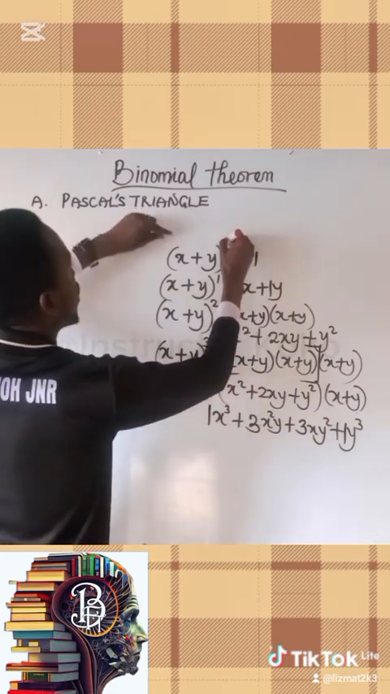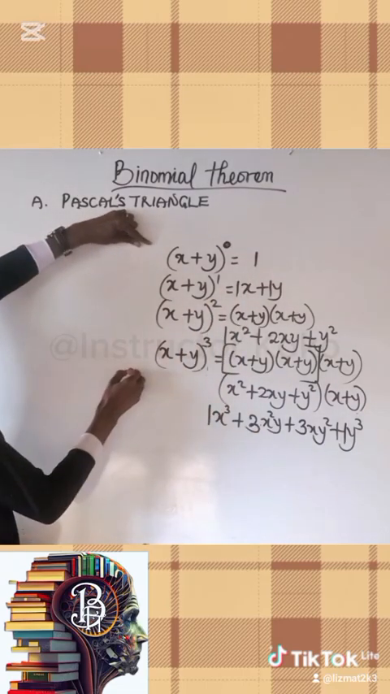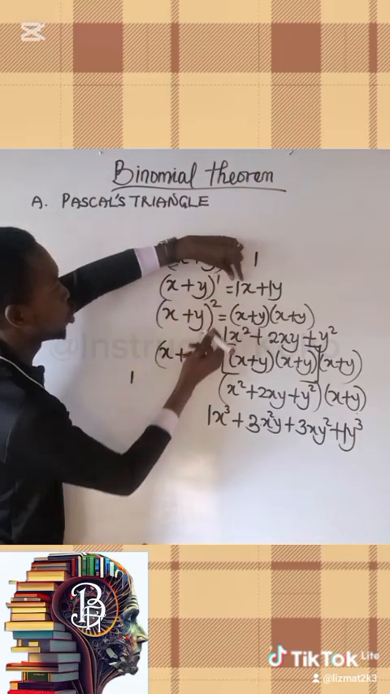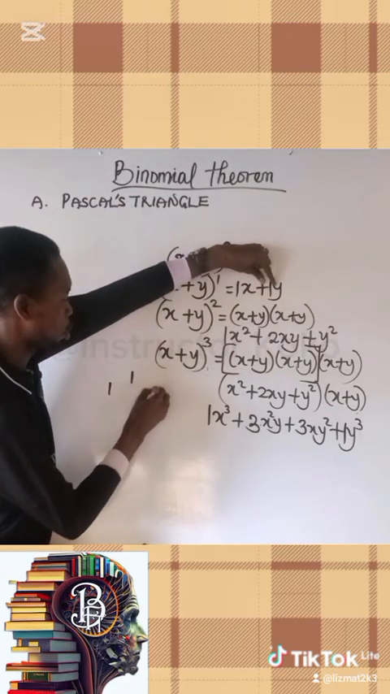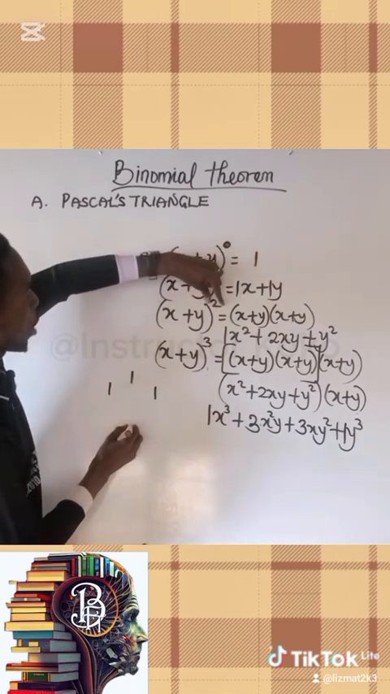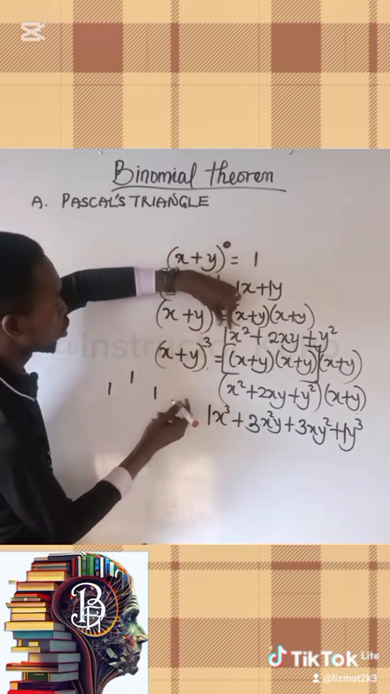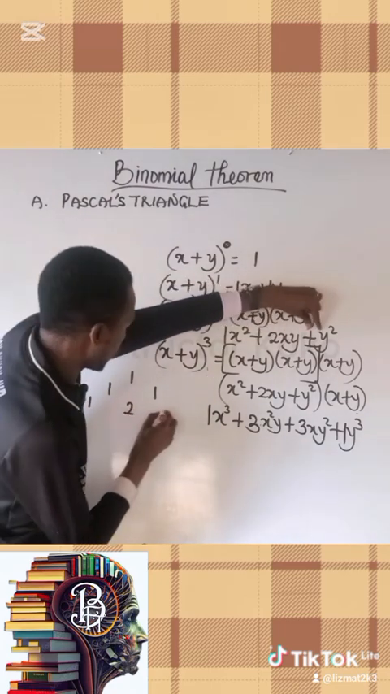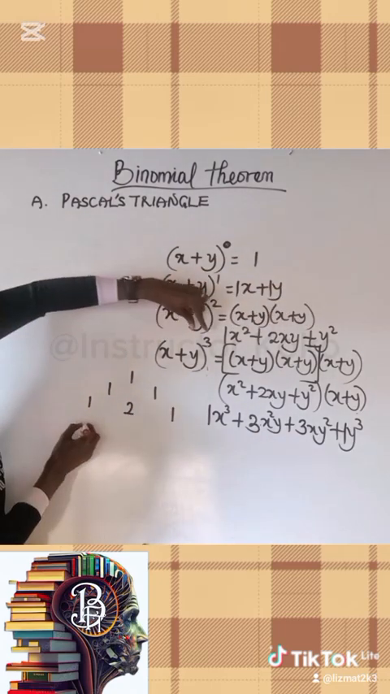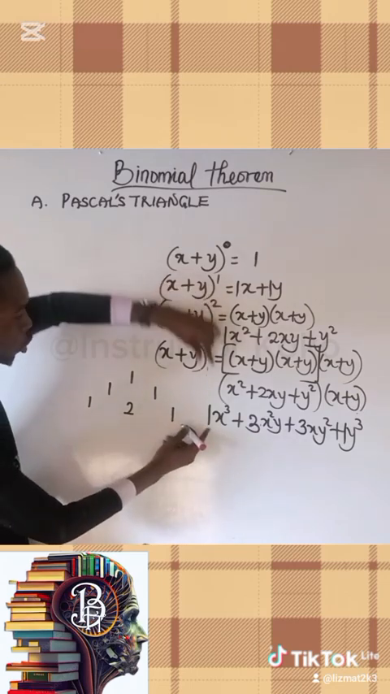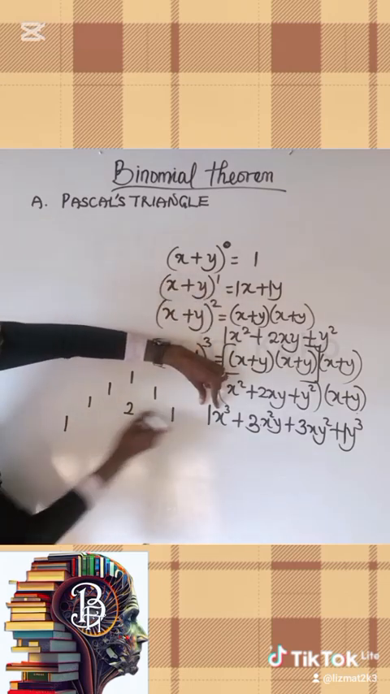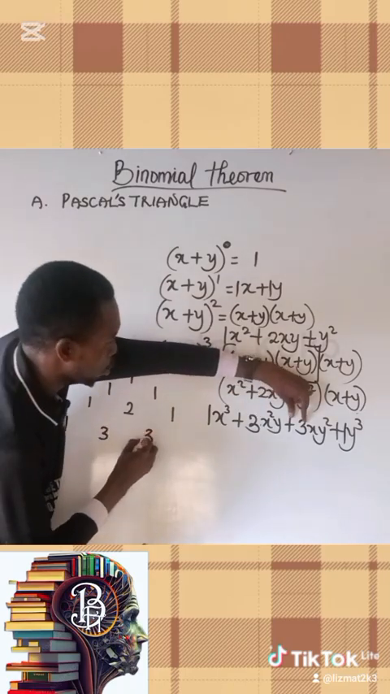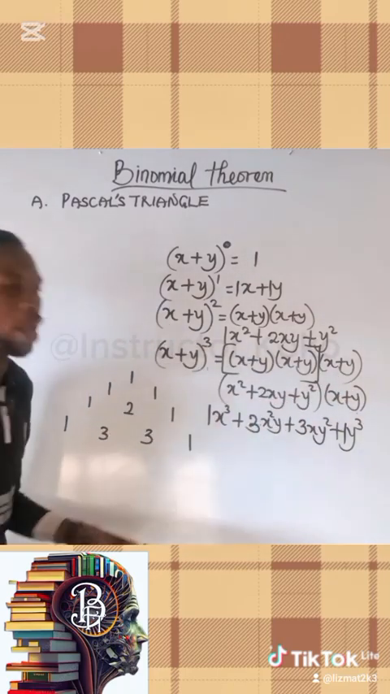So if I write out the coefficients of the variables in the expansion, when the power is 0, I have what here? 1. Okay? When the power of the binomial is 1, the coefficients are what? 1 and what? 1. Okay? When the power of the binomial is 2, the coefficients are what? 1, 2, and what? 1. Okay? For the power of 3, what is the coefficient? We have 1. Coefficient of the variables. We have 3. We have 3. And we have 1.